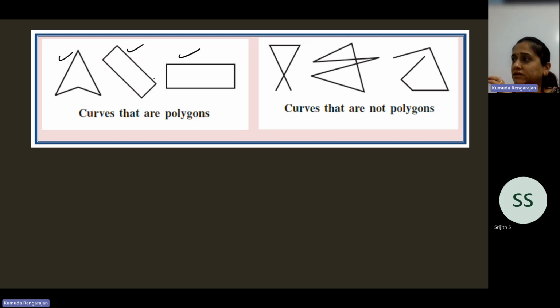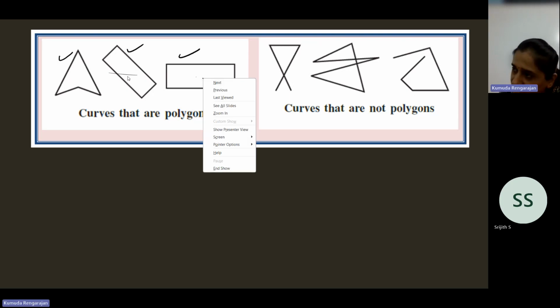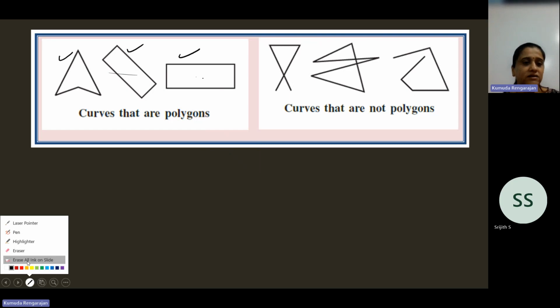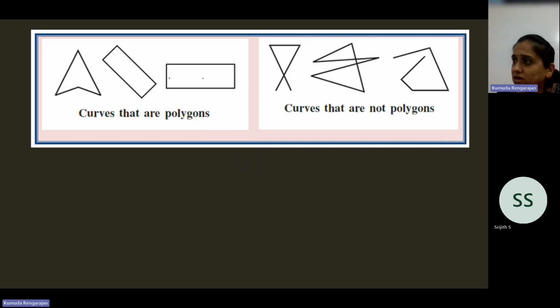What is the definition of a polygon? A polygon is a, yeah, very good. A polygon is a simple closed curve made up of line segments. So all these three figures are closed curves, and they are simple closed curves because you can see that they don't cross over themselves. They're made up of only line segments. So these are polygons.